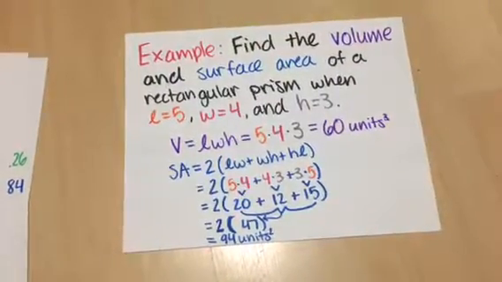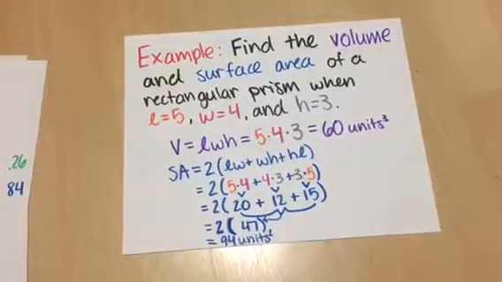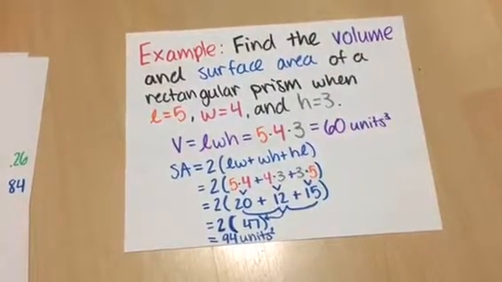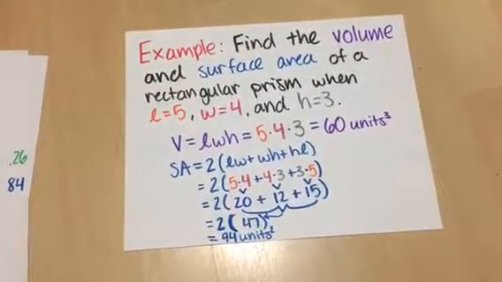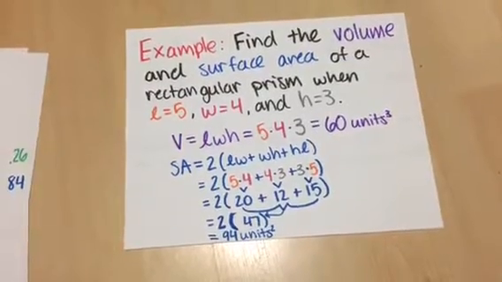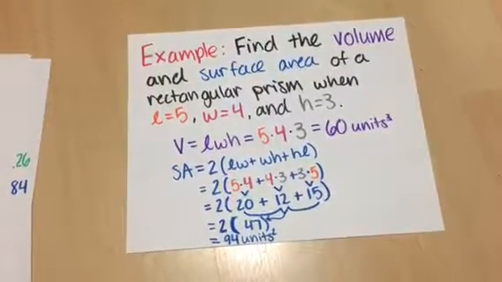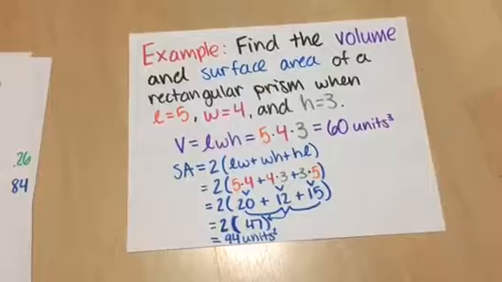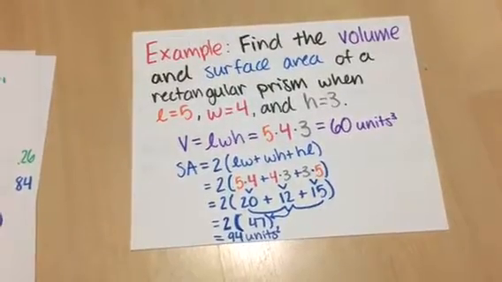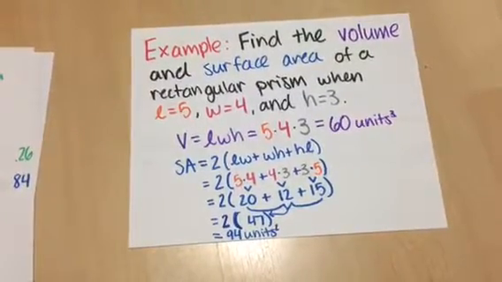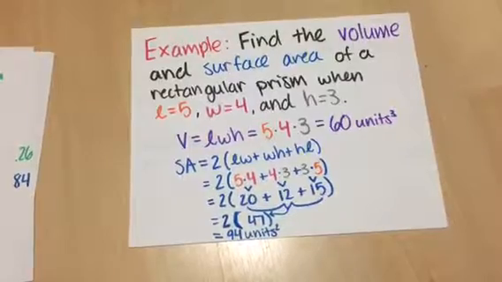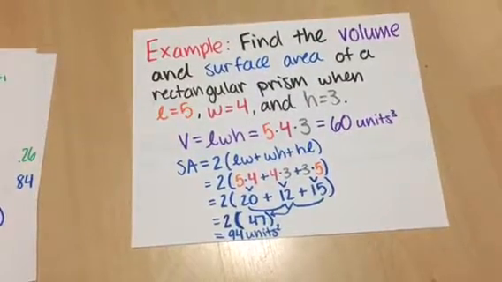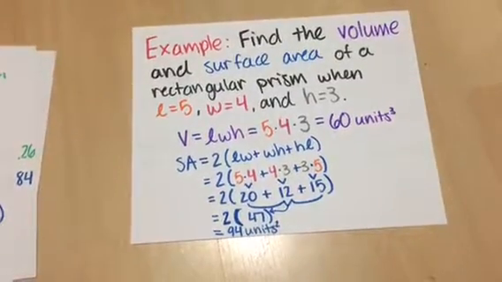Now volume will always be units cubed, whereas area was units squared. So for the surface area, we have our very long formula. Plugging in our length as 5, our width as 4, and our height as 3, we get 94 units squared. Remember to use the order of operations to solve this problem.